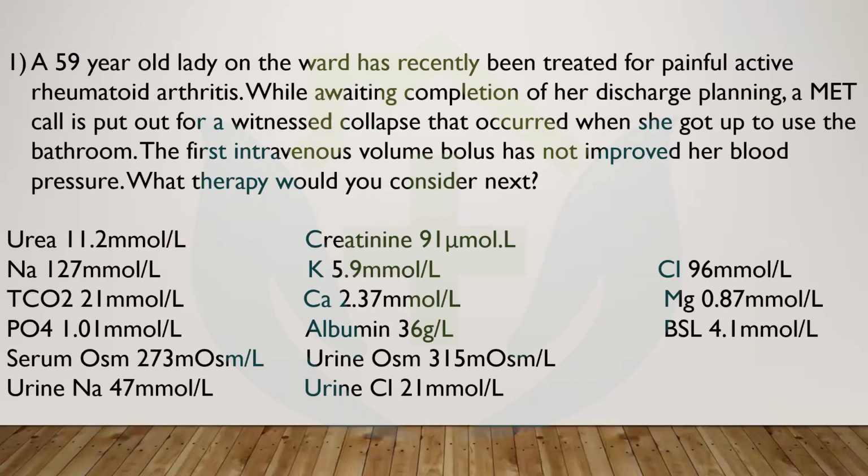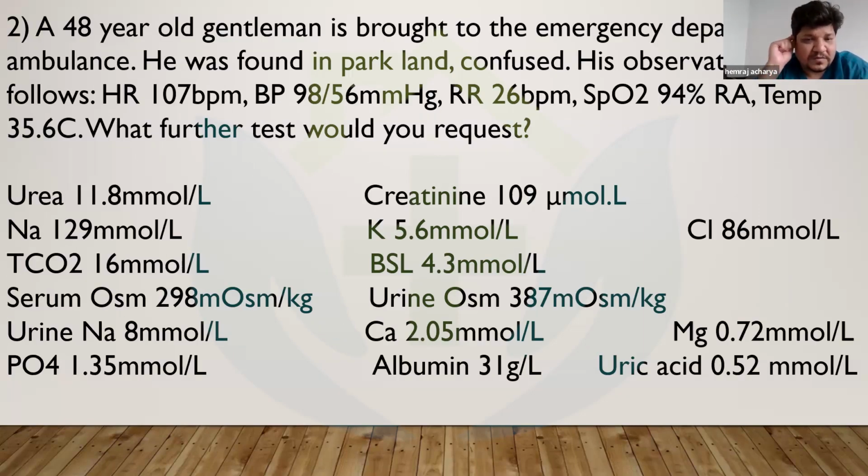Next. This is the first one. A 59-year-old lady on the ward has recently had a painful procedure. Police raised, she got up to use the bathroom, and her blood pressure has not improved. What therapy would be next? Yeah, so sir, we will start vasopressors for her, sir. She is not improving with the first intravenous bolus for blood pressure. Okay. Sir, we will ask for some specific test which will give the diagnosis in this case. Sir, serum cortisol level, sir.